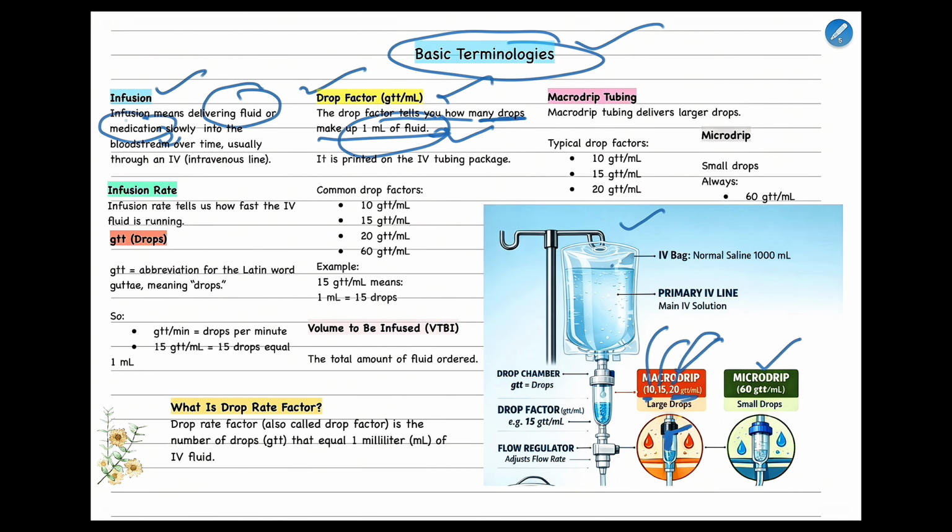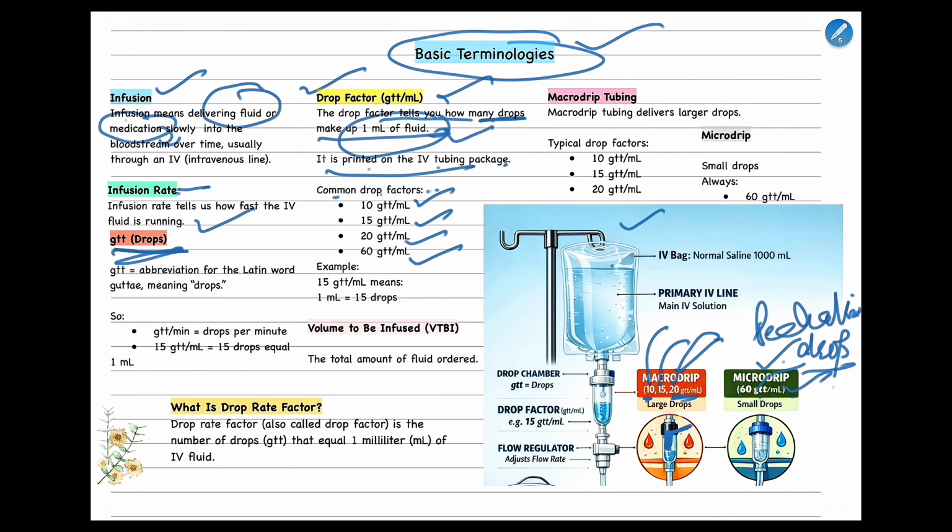For the microdrip set, which we commonly use in pediatric sets, the drop rate is 60 gutte per ml. Gutte is nothing but the Latin word for drop. The common drop factors would be printed on the IV tubing package, which, as I said, can be 10 drops per ml, 15, 20, 60, depending on the diameter. The next terminology is infusion rate. Infusion rate tells us how fast the IV fluid is running, that means the number of drops per minute.